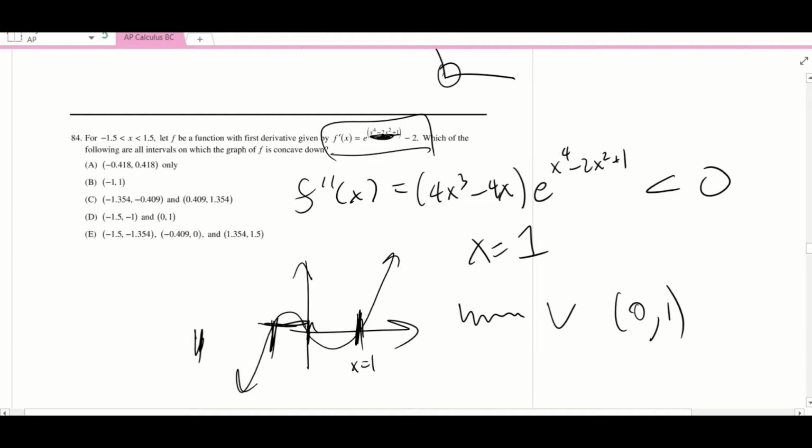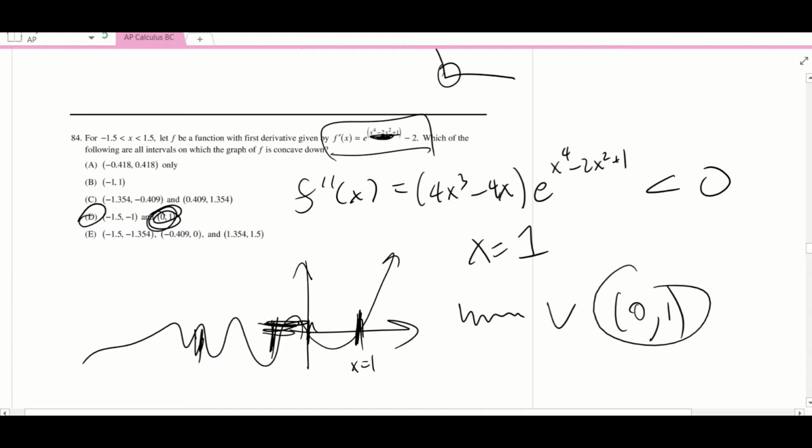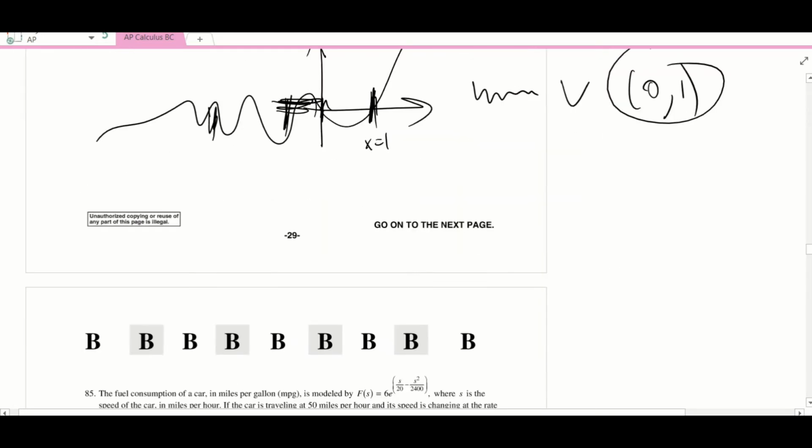And the only answer with that is D. So again, it's another benefit of, sorry, this left bound doesn't have to go down all the way. It could be wonky or whatever. But I know that this is in the answer. So yeah, the answer is C.